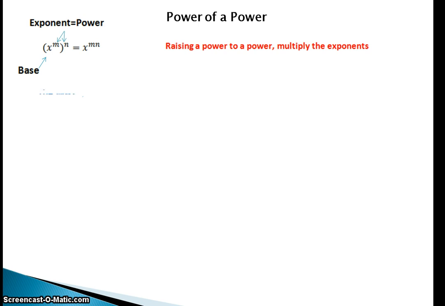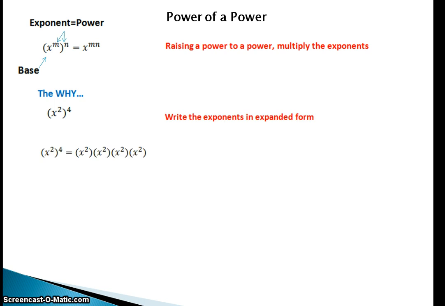The third law that we must know is the power of a power. Now, here we're talking about you are raising a power, in this case m as in Mary, to another power, n as in Nancy. So when we do that, we're going to multiply the two exponents. Now, again, why does this work? Let's take a look at this example. X squared to the 4th power. That means we're going to have x squared times itself 4 times.